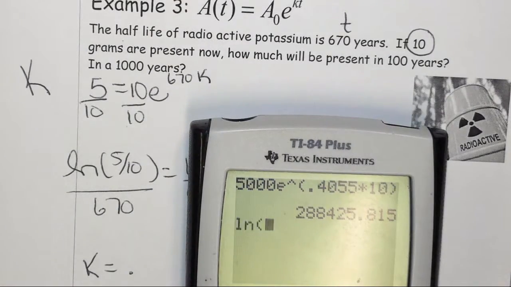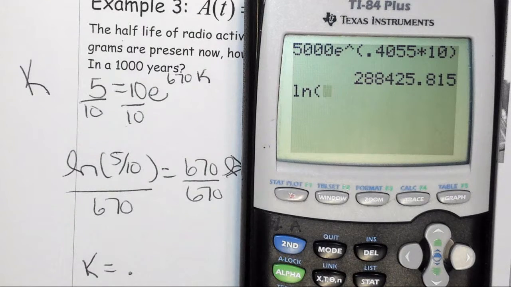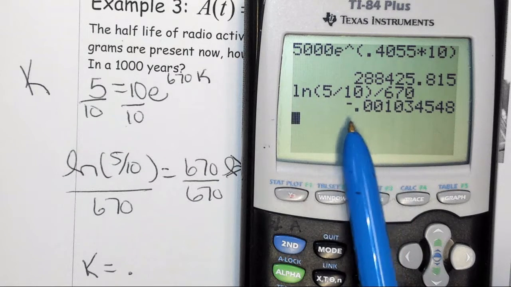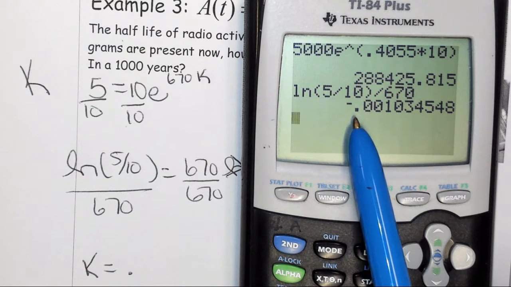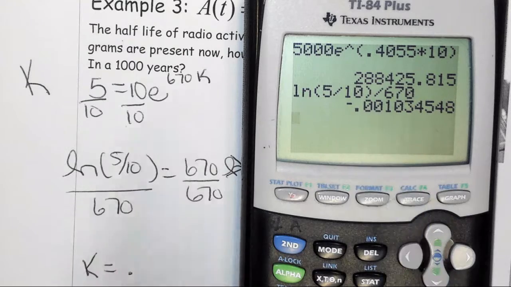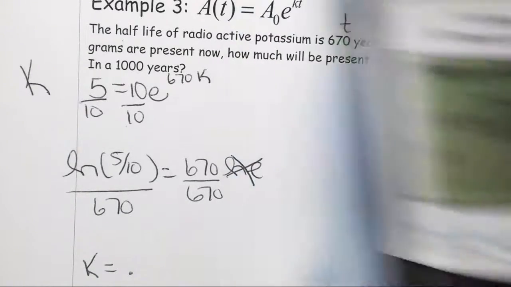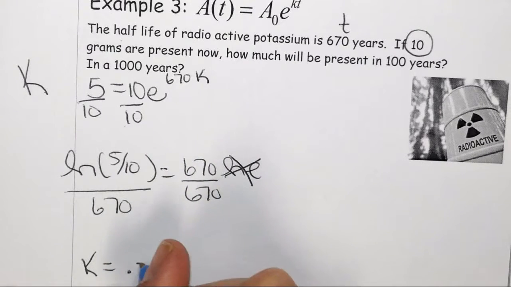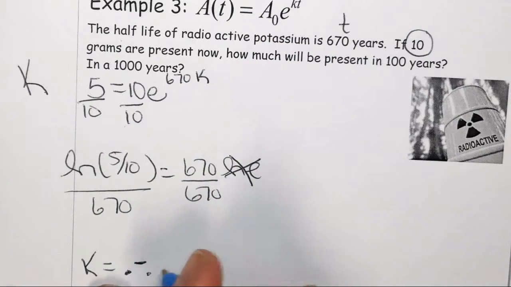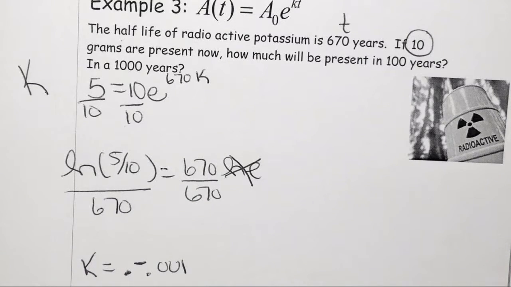A lot of people don't like to say this one out loud because they feel like they did it wrong. So we've got 5 divided by 10, the ln of 5 divided by 10, divided by 670. You are supposed to get a negative. Why? Because it's decaying. Very good. To get negative 0.0010. You have to put the last 0? No, you don't. You can if you want, since I said do 4, but that's the same thing whether I put a 0 there or not, right?